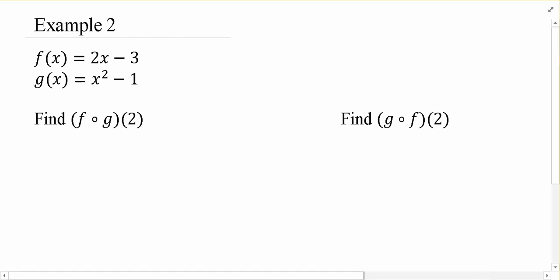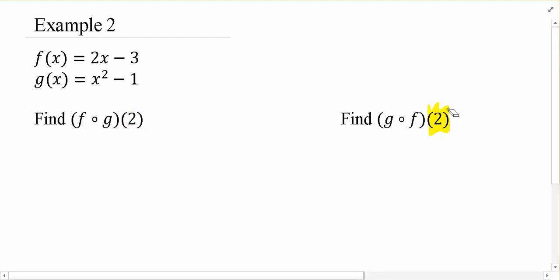So in this example, I want you to notice that we are starting with a number. We're going to plug that number into a function. When that happens, our answer should be another number. We're going to take that number and plug it into the second function, which should result in a number.